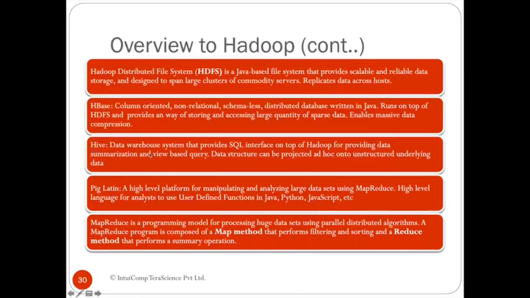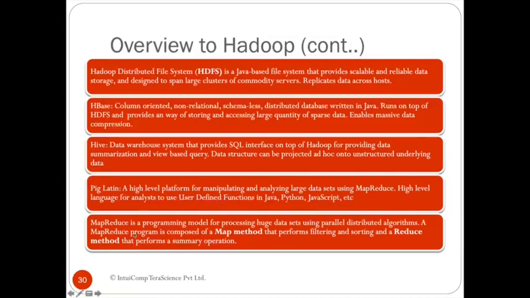Hive, a data warehouse system that provides a SQL interface on top of Hadoop for data summarization and view-based queries. Data structure can be projected ad hoc onto unstructured underlying data. Pig Latin, a high-level platform for manipulating and analyzing large datasets using MapReduce. It is a high-level language for analysts, with user-defined functions in Java, Python, JavaScript, etc.